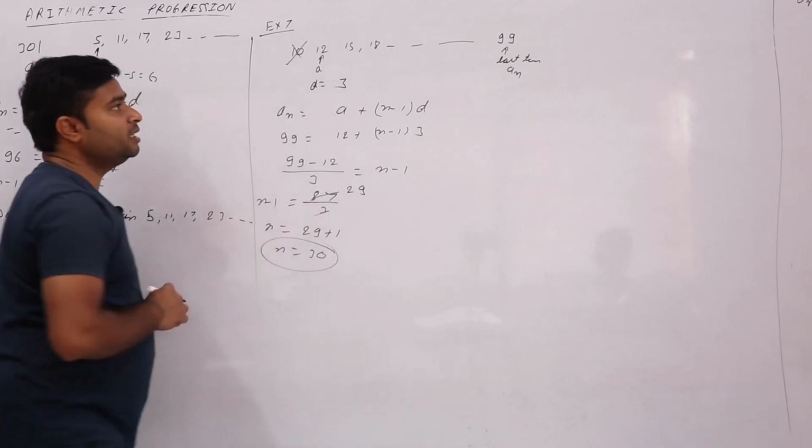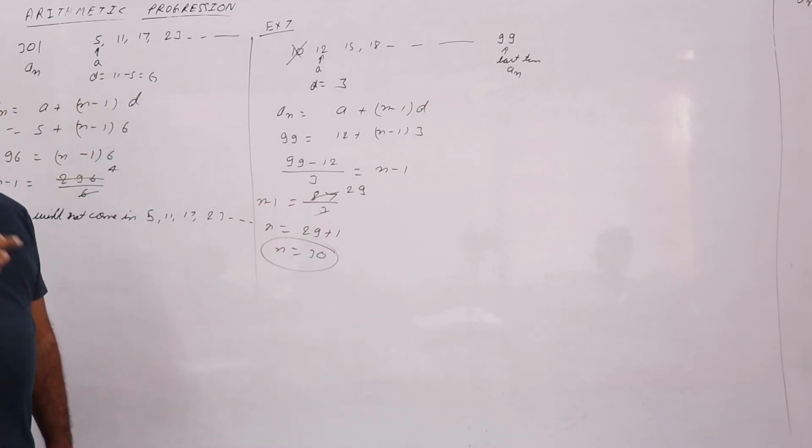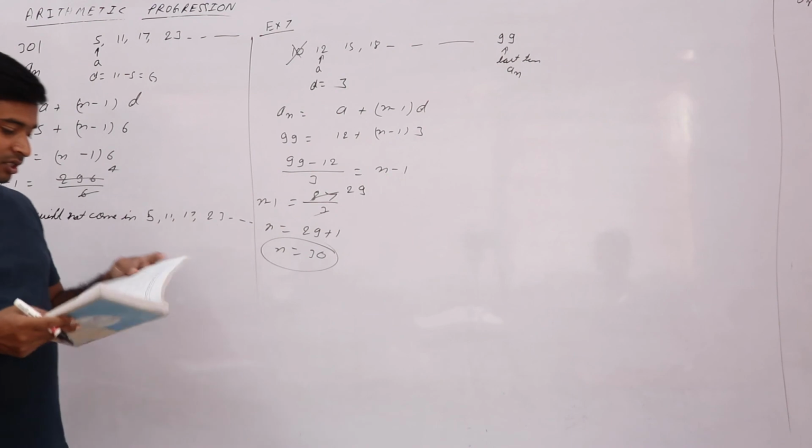30 means in between 12 to 99 there are 30 numbers which are divisible by 3. Understood? Yes, sir. Okay, next question.